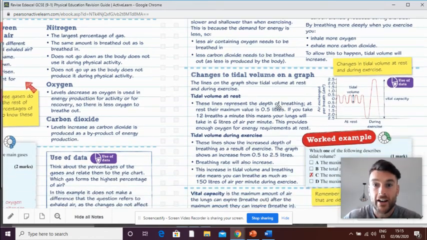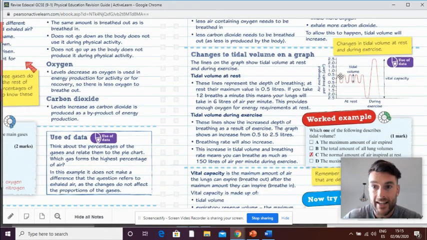Okay, changes to tidal volume on the graph. As we can see on this graph, tidal volume is here, vital capacity is here. Now, vital capacity is the maximum amount of lung capacity you have. So this is how much your lungs can possibly expand. Tidal volume is what you're using at that current moment.